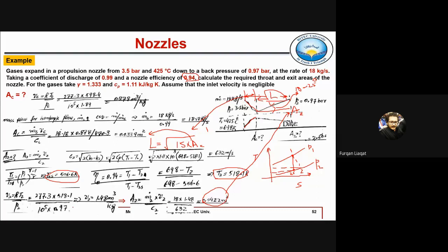सर ये हमने... जी जी... T2S क्यों फाइंड किया था सर? T2 क्यों फाइंड किया था?